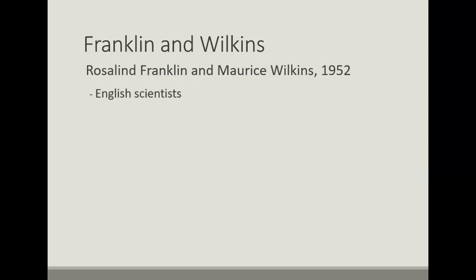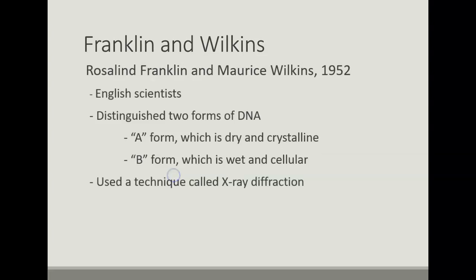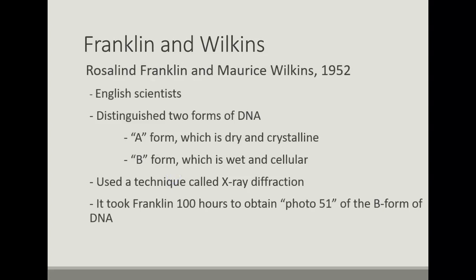Then we have most notably the work of Rosalind Franklin and Maurice Wilkins. These were English scientists, and they were able to basically figure out that there were kind of two forms of DNA. They had found this A form, which was very dry and very crystalline, and then they found this B form, which was very wet and cellular. And as it turns out, the B form was the one that they wanted to capture an image of. Rosalind Franklin in particular was working with a technique called X-ray diffraction. She had used it successfully in other things that she had studied, and she began to sit down to try to figure out and take a picture of DNA using this X-ray diffraction technique. This was a very long and very complicated process she went through. It took her about 100 hours to obtain the perfect photo of the B form of DNA.